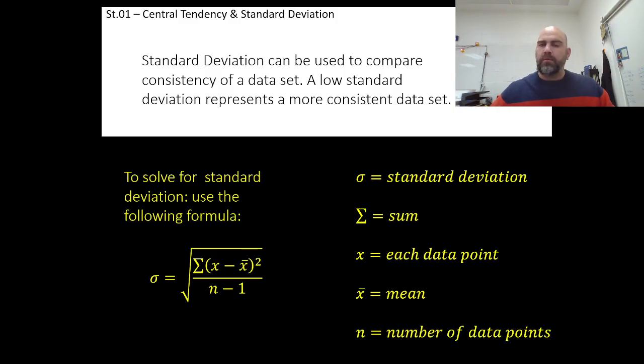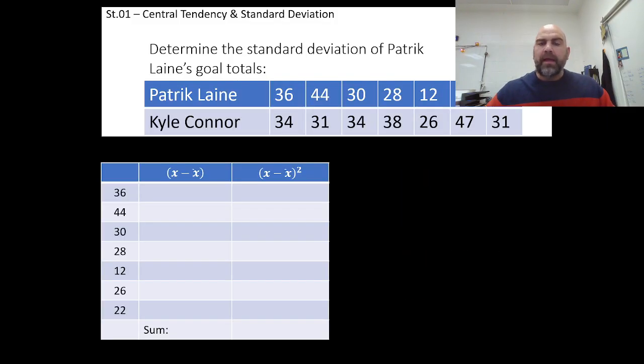We need to understand what each of these is, so let's go through an example of how we can find that. I'm going to take two hockey players, Patrick Laine and Kyle Connor, both drafted by the Winnipeg Jets. We're going to take a look at 7 of the really good years of goal scoring, and we want to figure out the standard deviation for that data set.